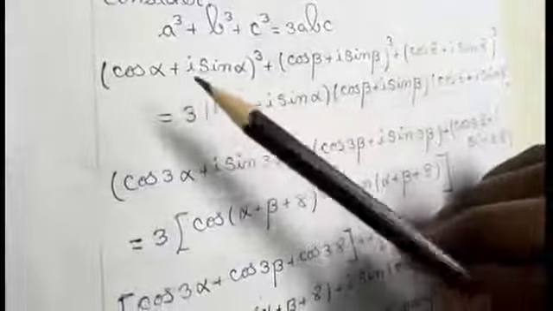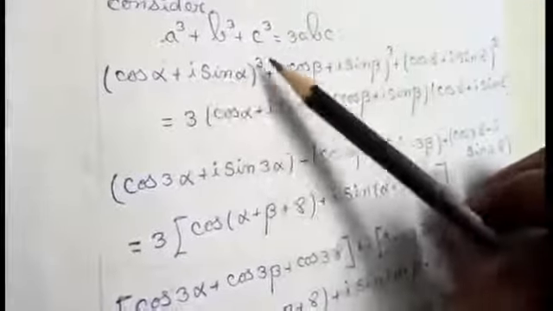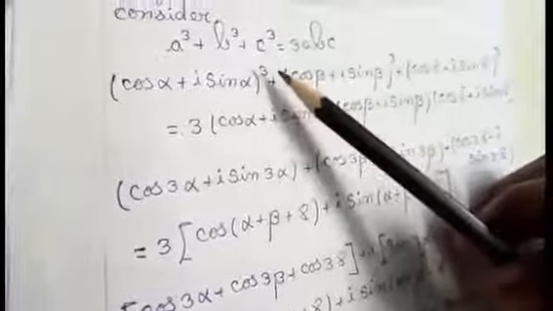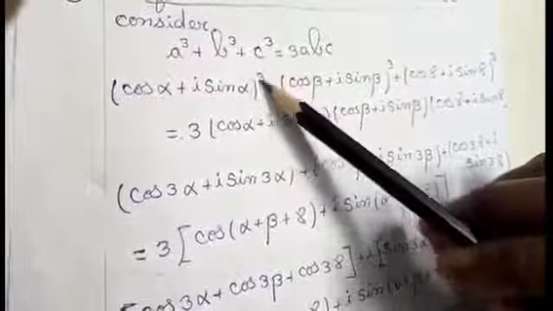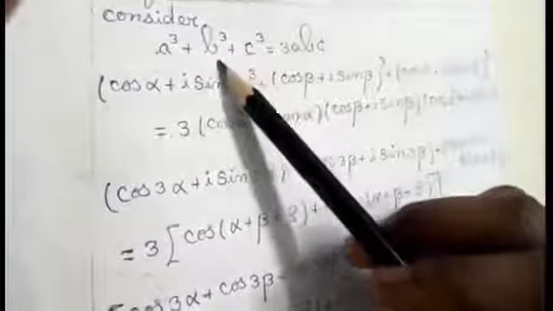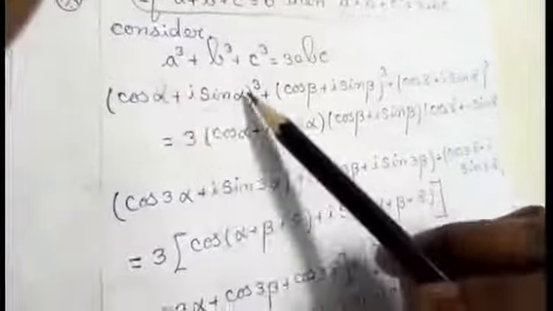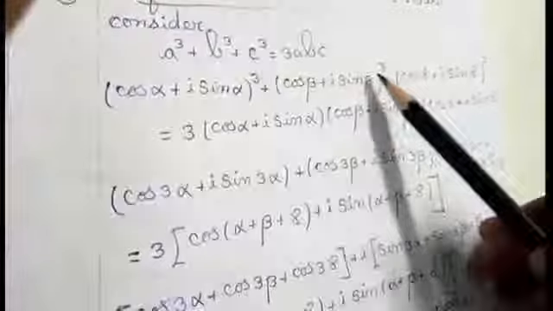First, you are going to take this one, cos alpha plus i sin alpha whole to the power 3. According to De Moivre's theorem, the power can be written inside the angle, that is, it can be multiplied. I am just going to multiply this power with alpha. Similarly, I am going to multiply this power with beta and gamma.